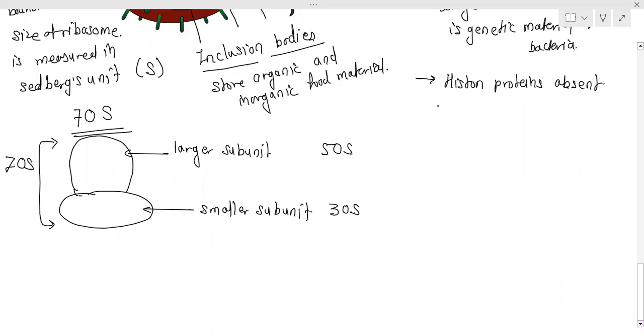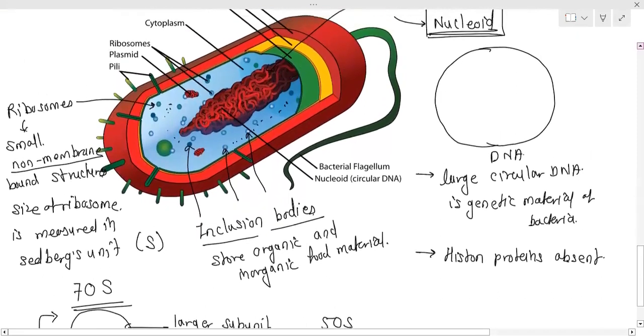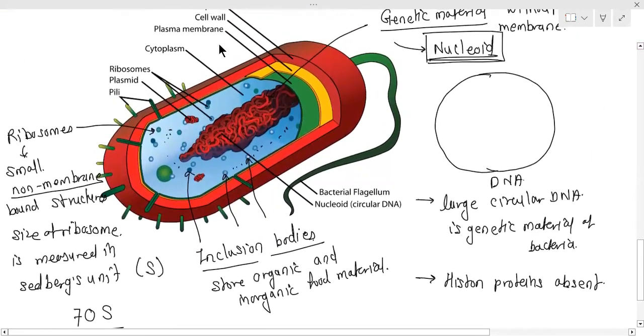Yes. You wrote this? Do you want to note something down? Have you missed something? Have you written down about genetic material, nucleoid? Have you written histone protein absent? Inclusion bodies? Yes. Ribosome, small size, 70S, Svedberg unit, everything?